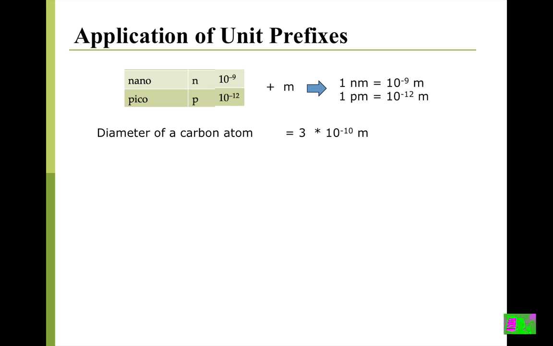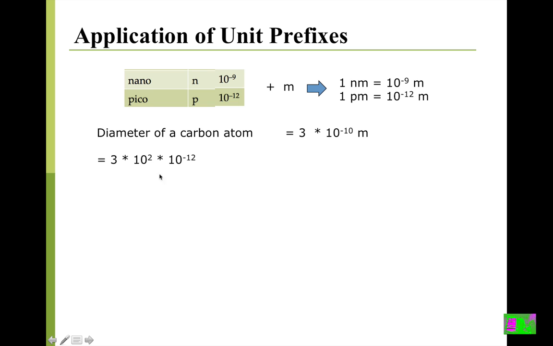So the actual measurement of a carbon atom, its diameter, is 3 times 10 to the minus 10th meters. And if we want to avoid this large exponential in the diameter term, we should use a smaller unit. We should use a nanometer or a picometer. So how would we express that? Well, if we want to use picometers, what we want to do is figure out how to express that 3 times 10 to the minus 10th in that smaller unit.